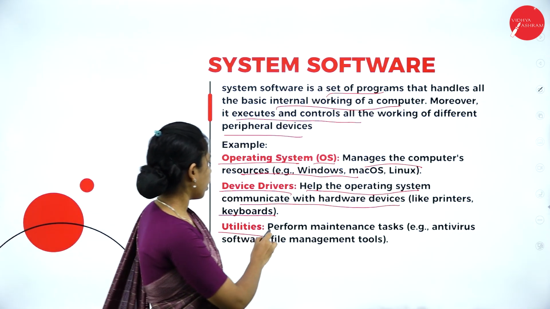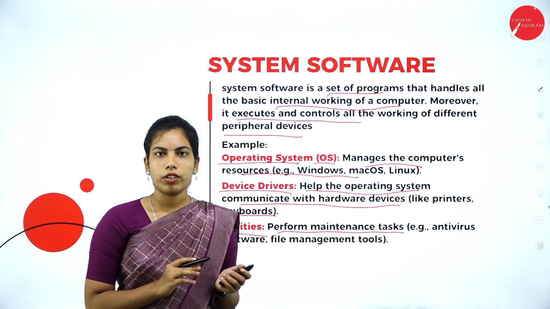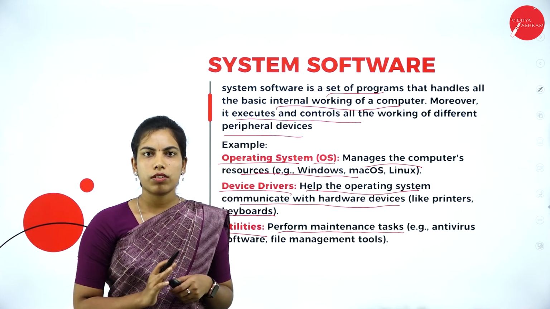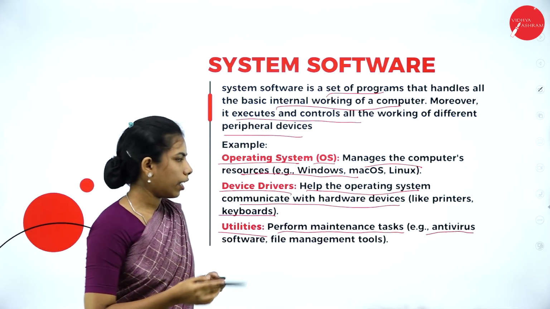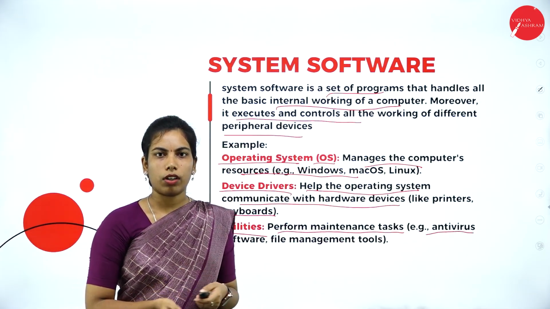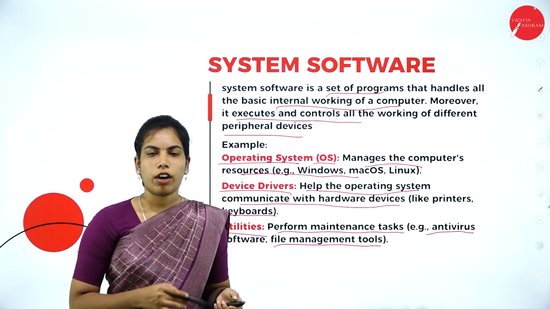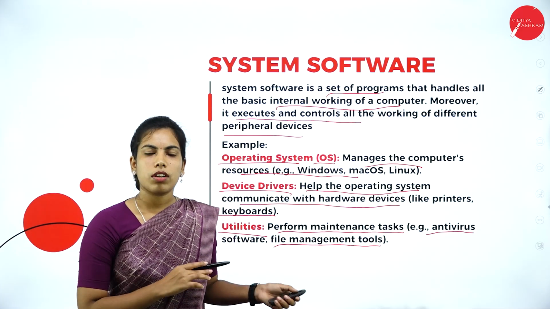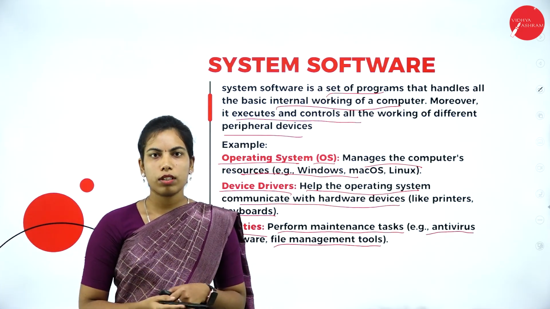Utility is nothing but performing maintenance tasks. The task of utility software is to maintain the system. So here you can see what is maintained, like whether the antivirus software is updating or not, and also file management. Whether a file is deleted, accessed or transferred, these are all controlled by the utility software. This is all about the system software.